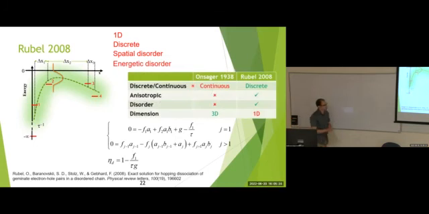So it seems that this Rubel model answers for almost everything that we want from a model of organic devices. It's discrete, anisotropic, disordered. The only problem is that it's for 1D. So it's very tempting to try and expand it to 3D. And what we are going to see is that it's very complex to do so, and we will have to make some assumptions along the way. And this will lead us to our EED model.